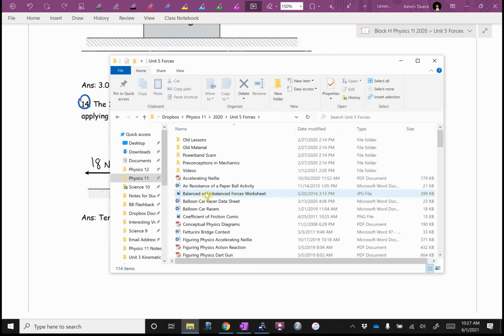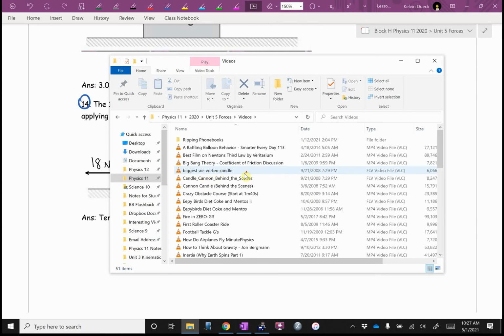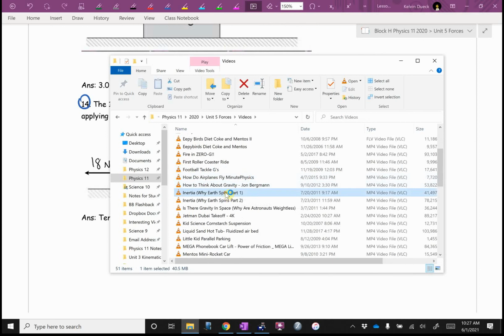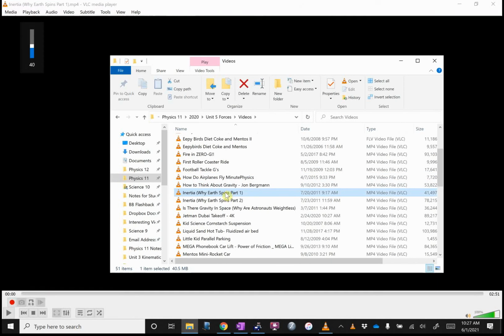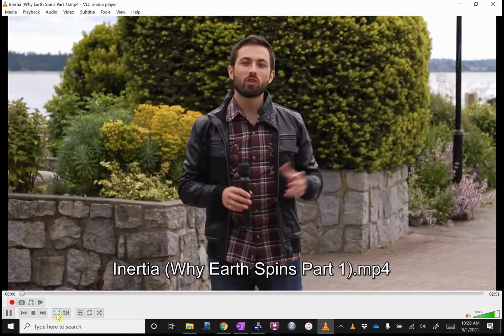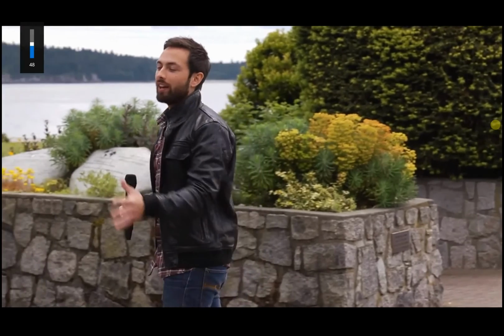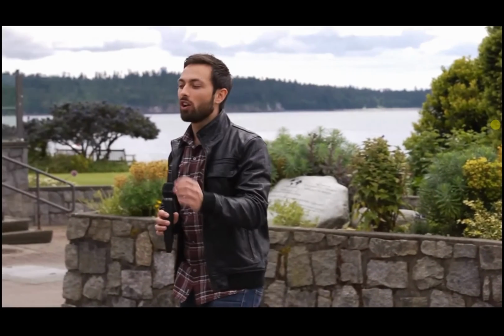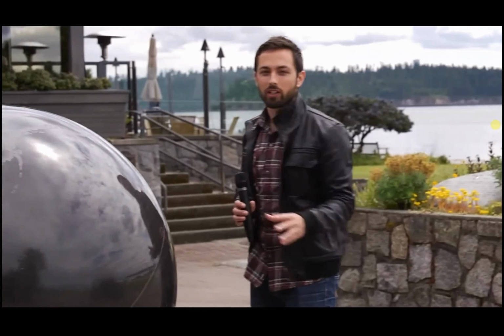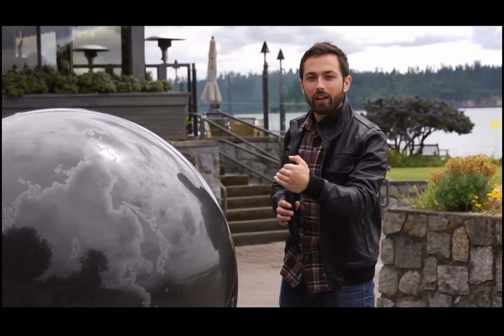So the question we want to ask is, why does the Earth spin? It's a good question. I'm down in West Vancouver, British Columbia, which is where I grew up. And at the local beach, there is this 2.5-ton granite sphere that was made to have a tolerance of 0.02 of a millimeter. This is an amazing granite sphere, and it's floated on a thin layer of water.